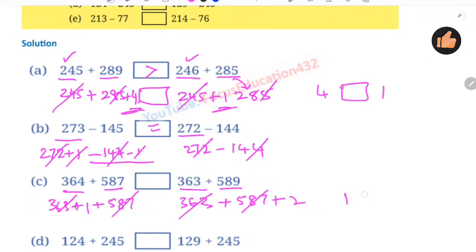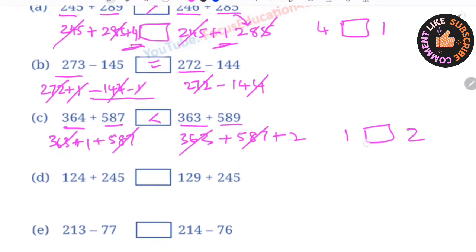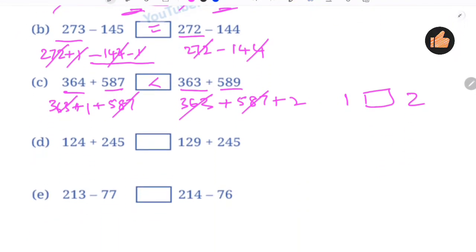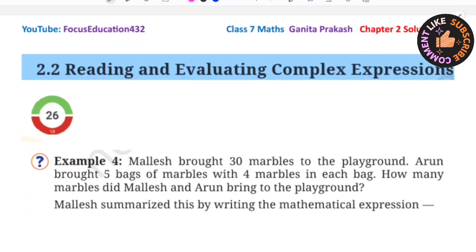So what are we left with? 1 then 2. So 1 is less than 2. You can write here 1 is less than 2. So similarly you can do the other 2 also. So similarly you can complete this one. 124 plus 245 will be less than this one, and 213 minus 77 is equal to this one. So if you have any doubts here, you can mention in the comment section.